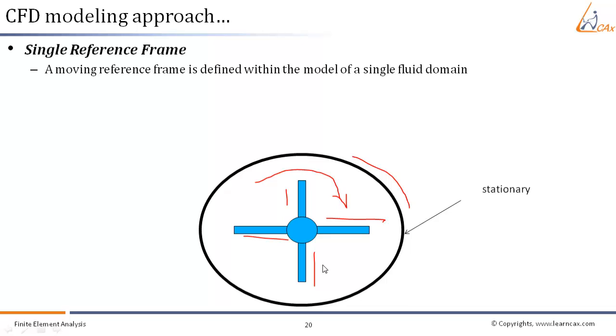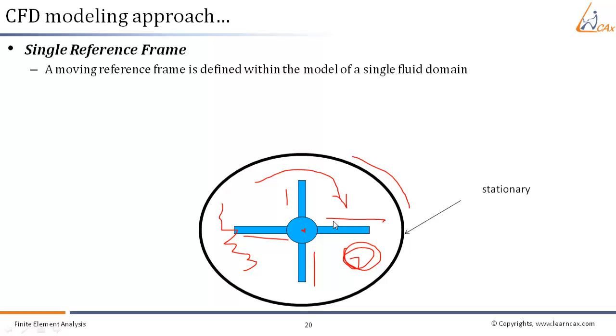So what we are going to do is that a moving reference frame is defined within the model of a single fluid domain. So all this area basically consists of fluid. All this area is going to consist of fluid. In this, the entire domain is moving with the frame speed around the axis of rotation. Axis of rotation is defined across this point.